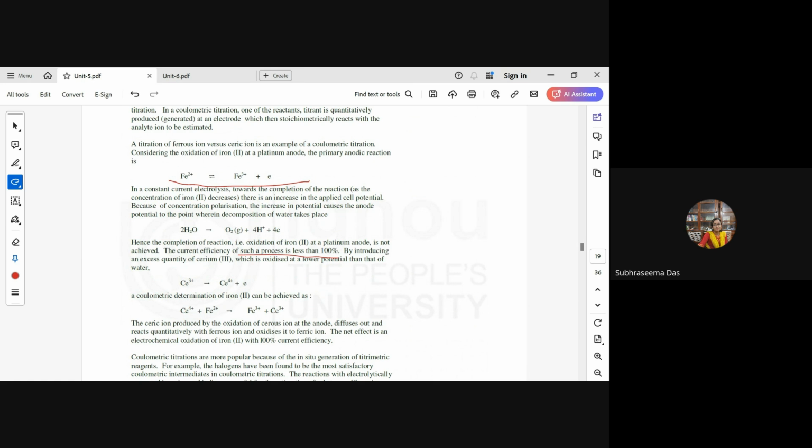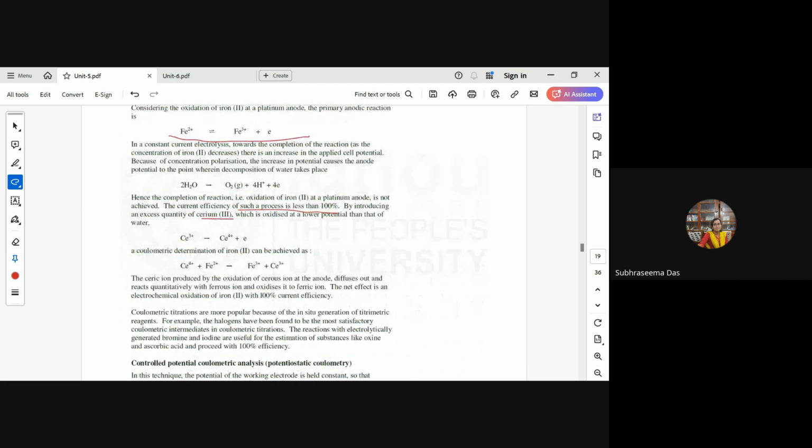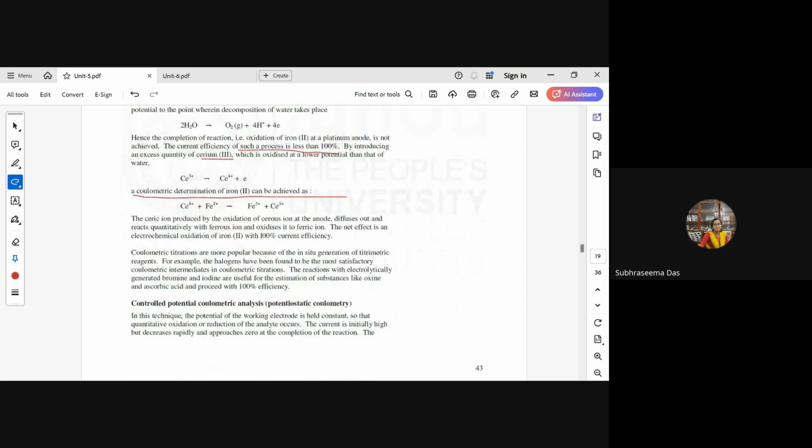Now, by introducing an excess amount of cerium(III), which is oxidized at a lower potential than that of water, a coulometric determination of iron can be achieved. That is, Ce4+ plus Fe2+ giving rise to Fe3+ plus Ce3+. So the ceric ion that is produced by the oxidation of cerous ion at the anode diffuses out and reacts quantitatively with the ferrous ion and oxidizes it to ferric ion. The net effect is an electrochemical oxidation of iron with 100% current efficiency.